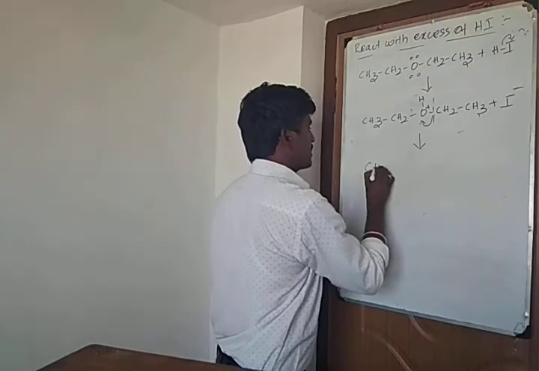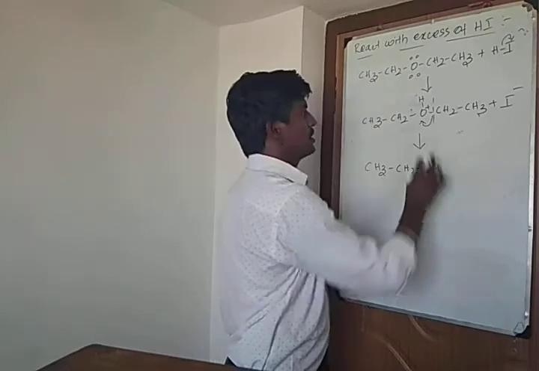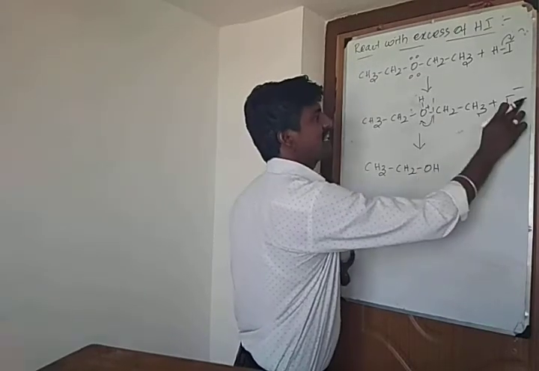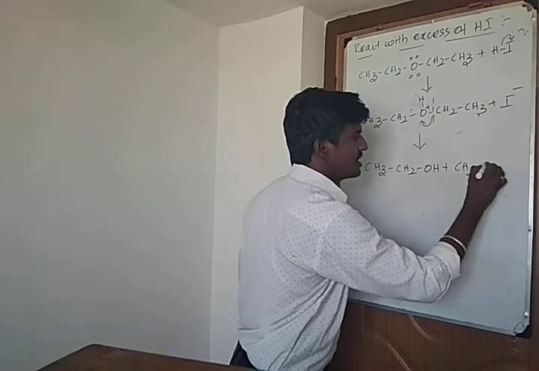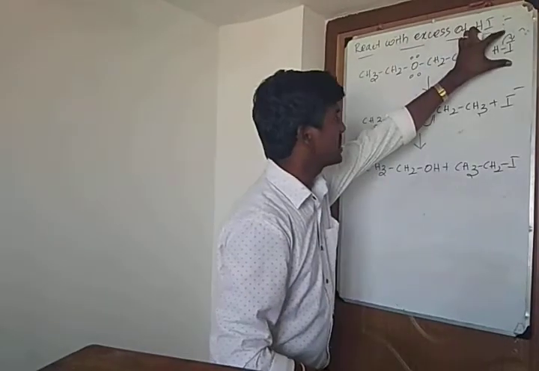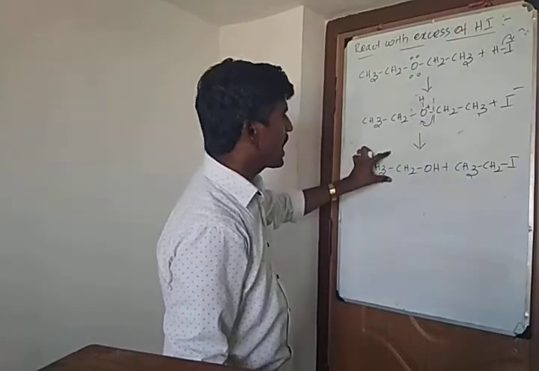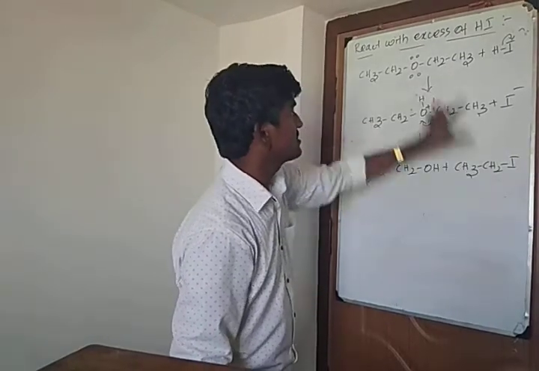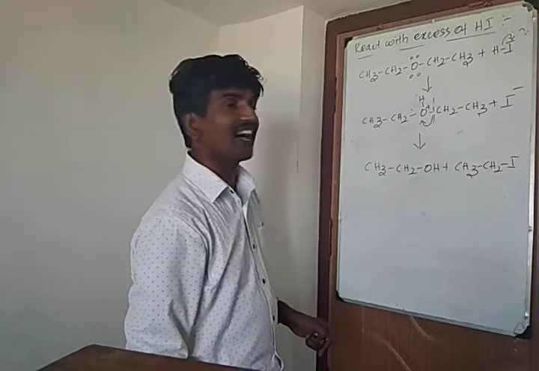CH3CH2OH. What's the charge of carbon? Plus. Here I minus. So bond formation. You can get CH3CH2I. First 1 mole of hydrogen iodide reacts with simple ether. You can get alcohol and iodide. This is an excess amount of hydrogen iodide. Excess means 2 moles of hydrogen iodide.